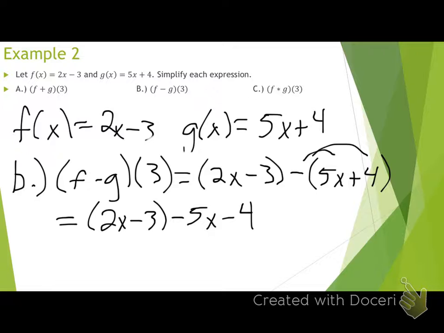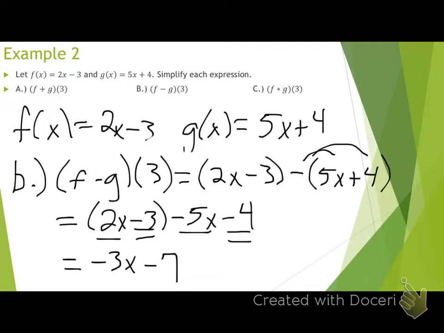What can I do after I distribute my negative? Combine like terms. What's 2x minus 5x? Negative 3x. Negative 3 minus 4, negative 7. Negative 7. Is that what they're wanting me to find? F minus g of x? No. What do they want me to find? F minus g of 3.